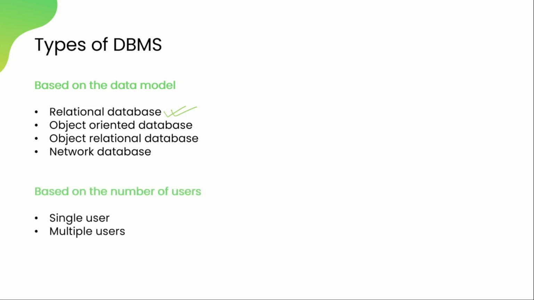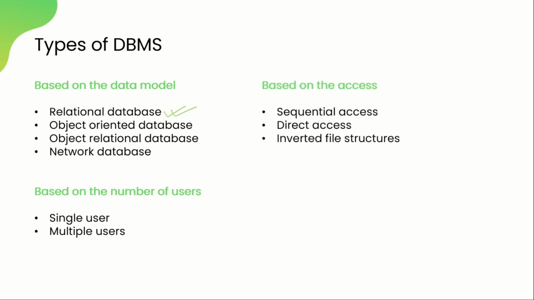Based on the number of users, database management systems can be classified into single user and multiple user. Based on the access, database management systems can be classified into sequential access, meaning accessing the data in sequential order. Direct access means we can directly know the position of the data and access it. Inverted file structure means the file structure is in inverted fashion and we extract the values of the files one by one.